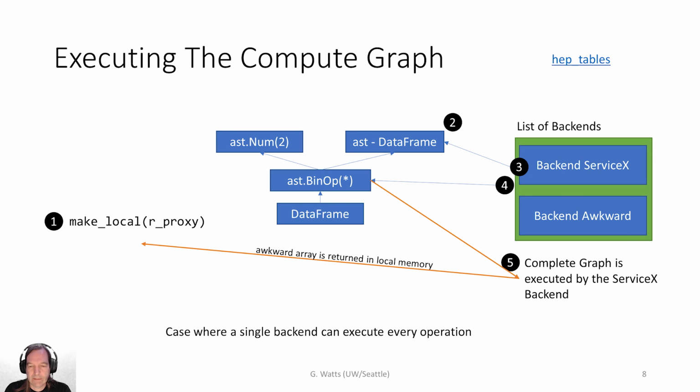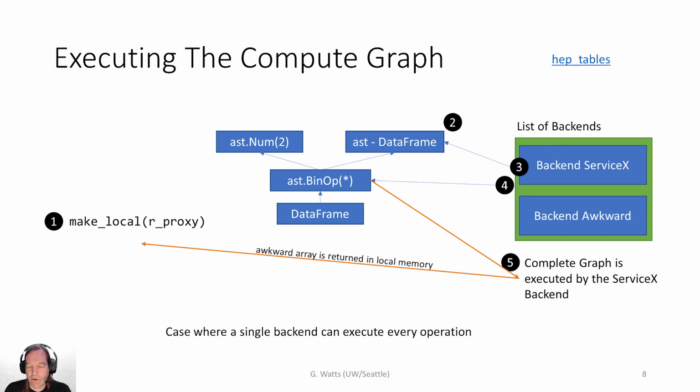As a quick example, let's render our proxy from the previous slide. When the user calls the makeLocal function, it kicks off the process of rendering the data locally. Heptables first finds the token representing the original data, this AST data frame in this particular case. Heptables then looks at its list of backends to decide which is the best backend to render that particular node. Heptables then traverses the compute graph back towards the final result, looking for all operations that can be executed by the same backend, in this case, the ServiceX backend.